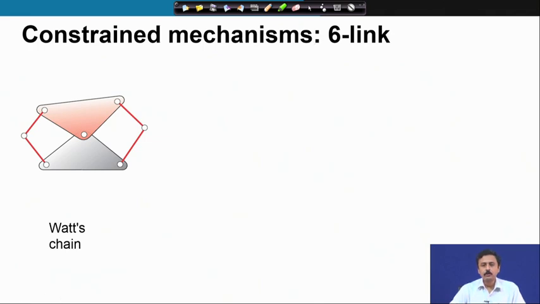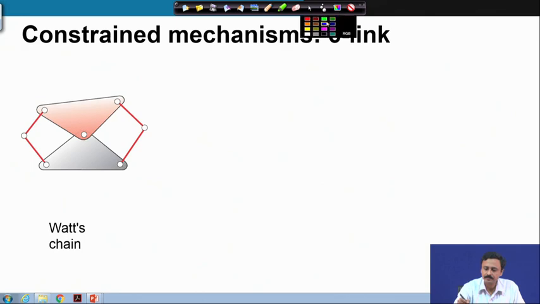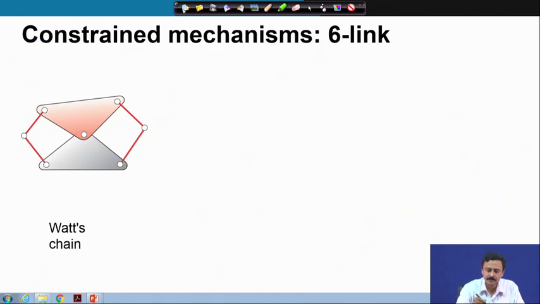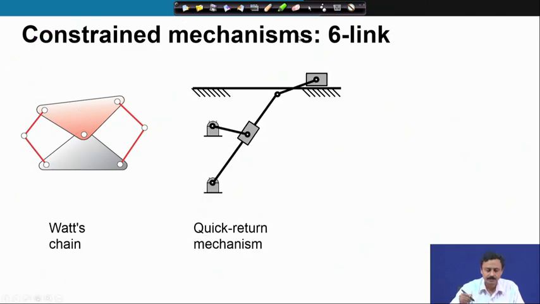Let us move on to 6-link mechanisms. There are two variants of the 6-link mechanism. One is the Watts chain. In the Watts chain, you have these two ternary links, they have the direct connection. A quick return mechanism is an example of the Watts chain.